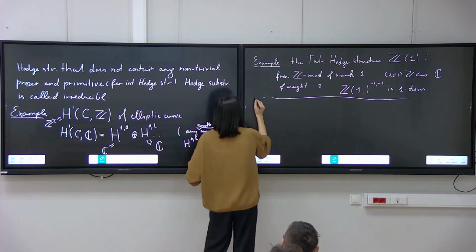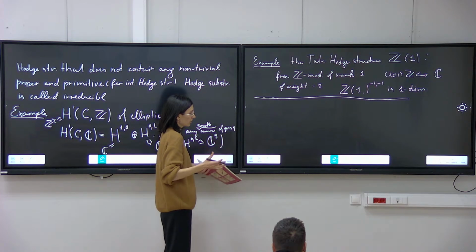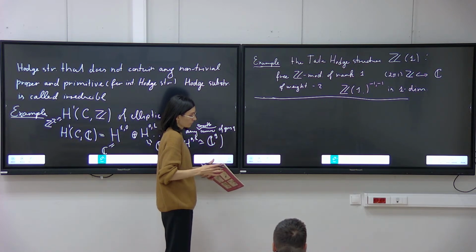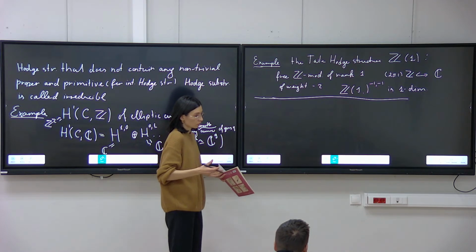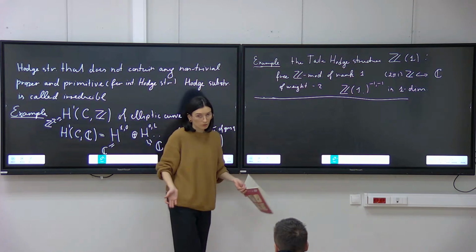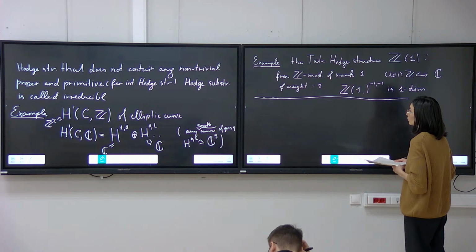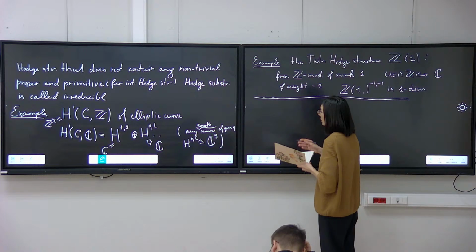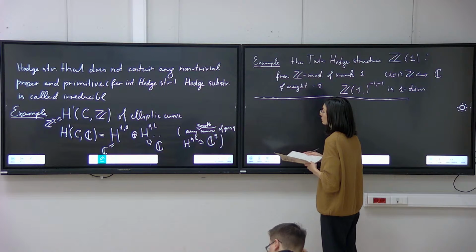Now we discussed just some linear algebra notions, but I hope that by the end of the lecture you will see why these notions are important, and I hope I will be able to explain the motivation for all this linear algebra. Okay, and now let me also explain some standard linear algebra constructions that we can apply to Hodge structures.